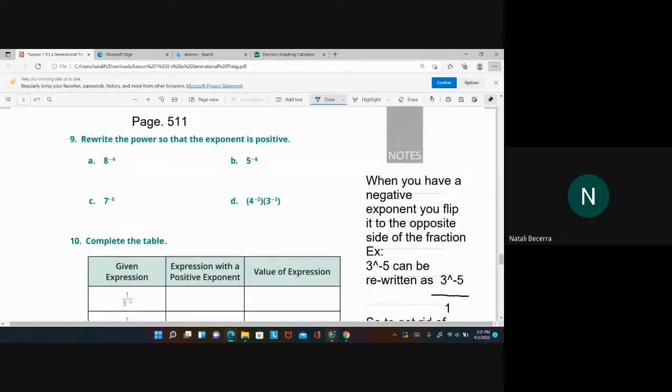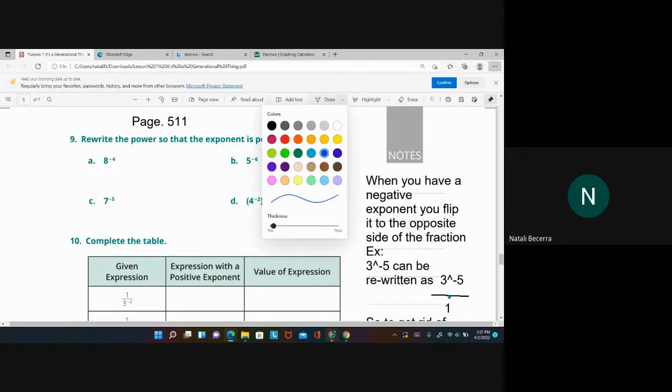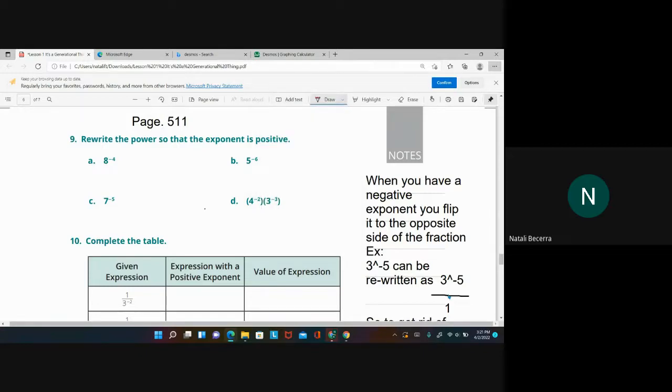All right. So now we're going to get to whenever we have negatives. So y'all are not too fond of negatives, right? But that's okay because it's nothing complicated. So go to page 511, and it says rewrite the power so that the exponent is positive. So anytime you have a whole number, you can make it as a fraction. Like if I have 8, I can make this a fraction by putting over 1, right? So that's what we're going to do. We're going to put over 1.